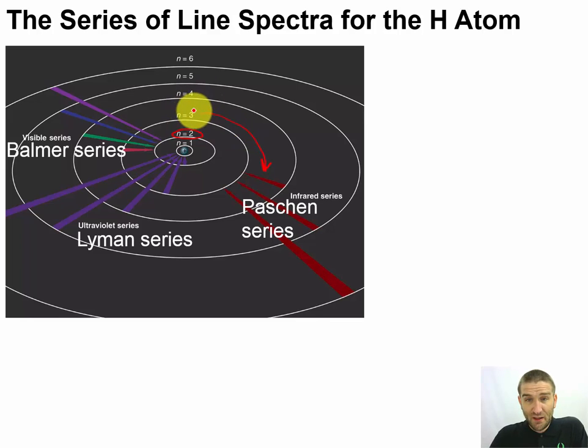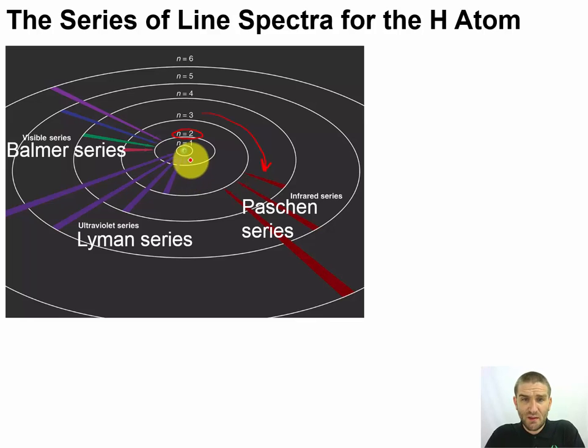So if we're dropping down into n equals 3 from higher levels, we'll end up having infrared. Now I'll point out, infrared is lower energy than red. What a surprise! We're starting from out here and we're dropping to one that's even further out, so it's a smaller transition. The small transitions, small energy, infrared. The bigger transitions are going further in. Those are visible. These ones go even further in, ultraviolet.